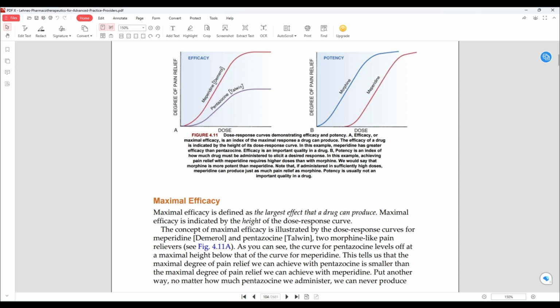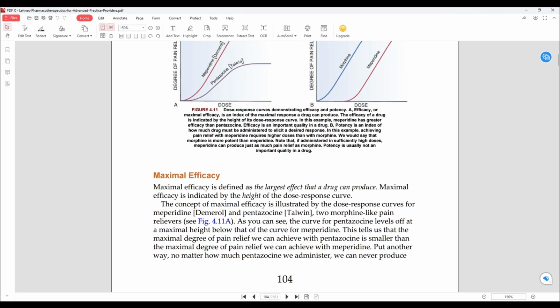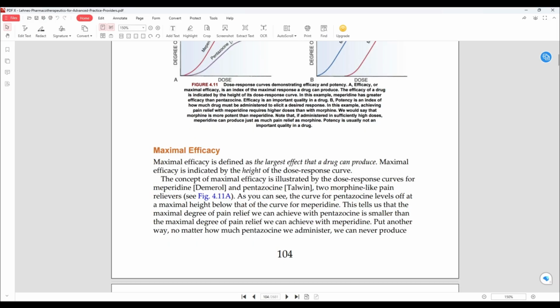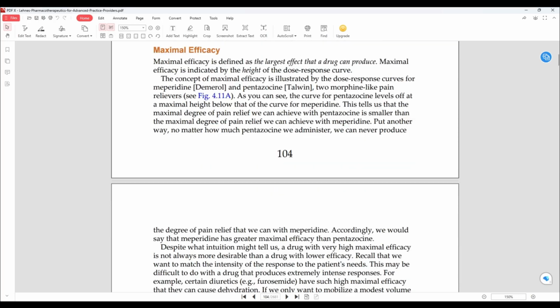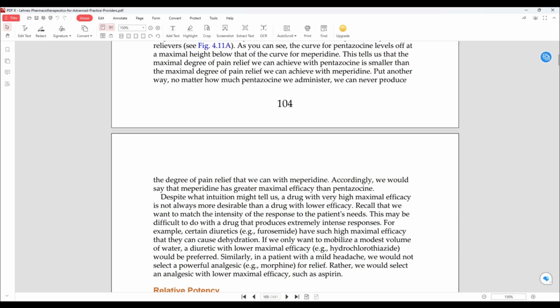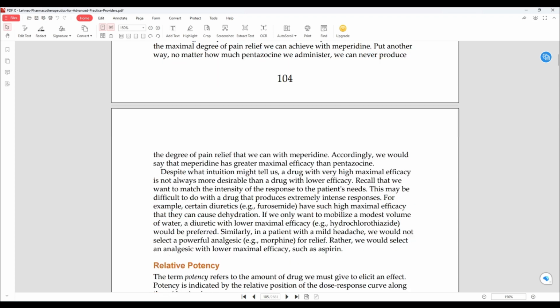As you can see, the curve of pentazocine levels off at a maximal height below that of the curve of meperidine. This tells us that the maximal degree of pain relief we can achieve with pentazocine is smaller than the maximal degree of pain relief we can achieve with meperidine. Put another way, no matter how much pentazocine we administer, we can never produce the degree of pain relief that we can with meperidine. Accordingly, we would say that meperidine has greater maximal efficacy than pentazocine.